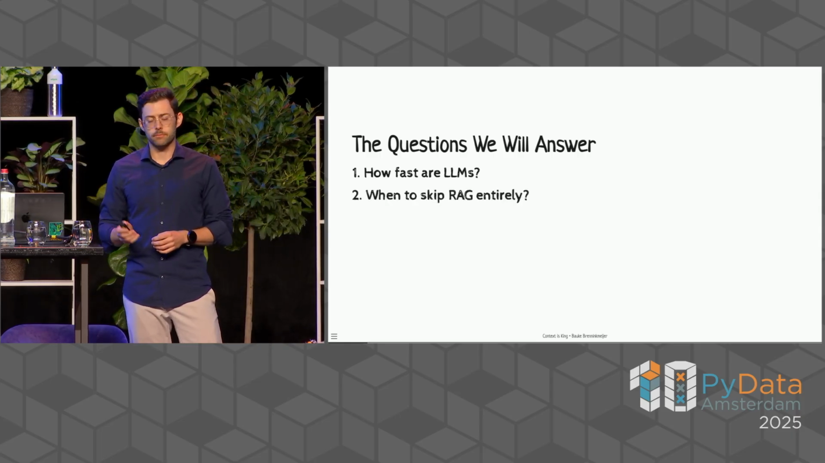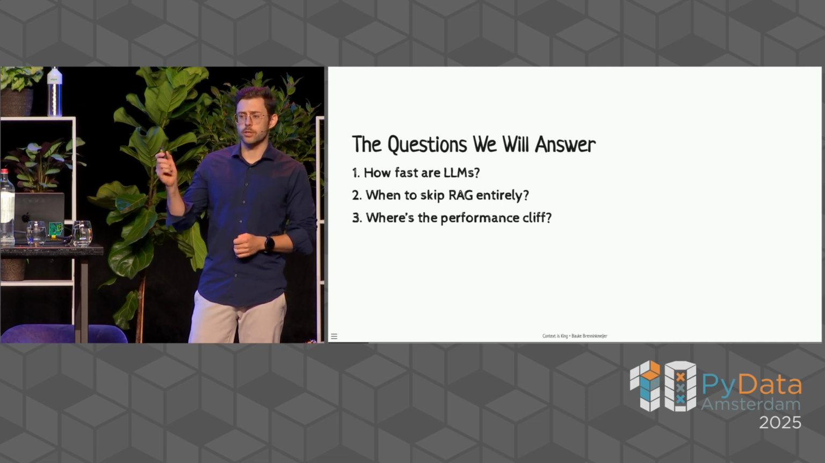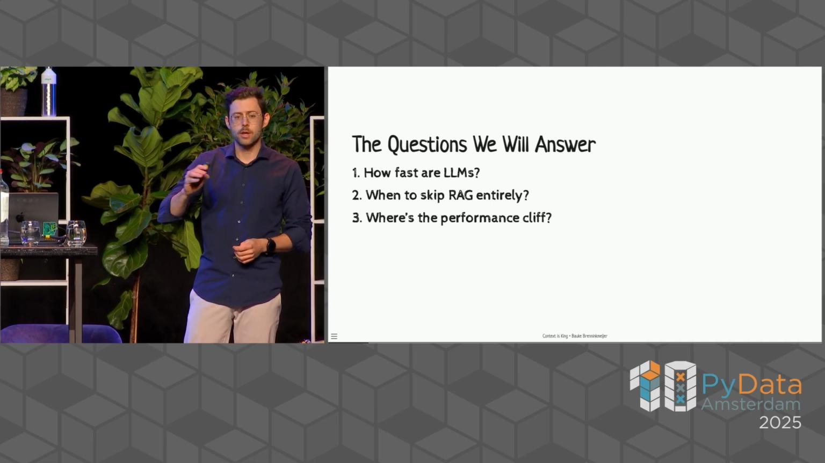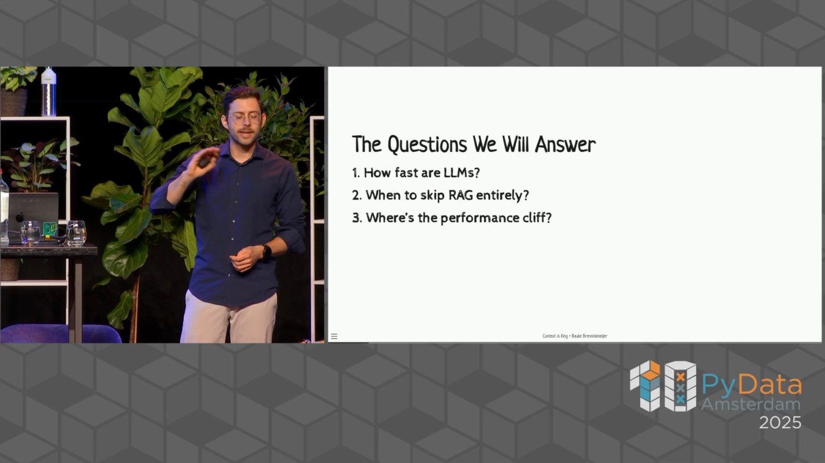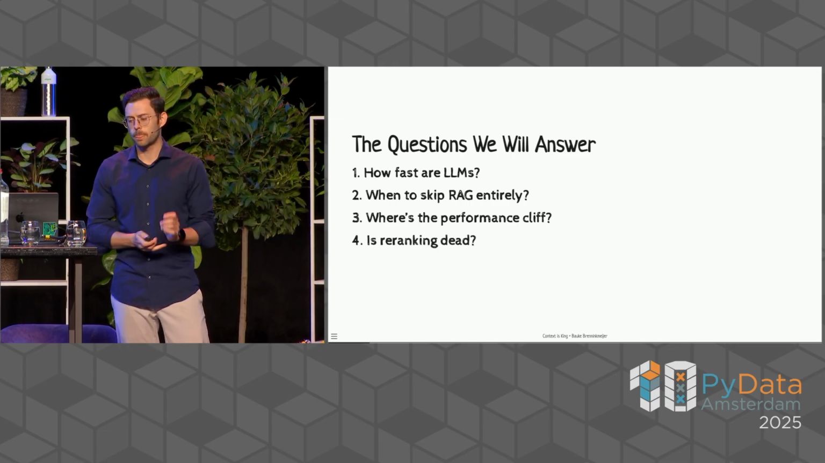When do we skip RAG entirely? Where is the performance cliff? And this is based on the assumption that even with 1 million tokens, it likely won't work as well on the whole thing. So where does it stop performing well?